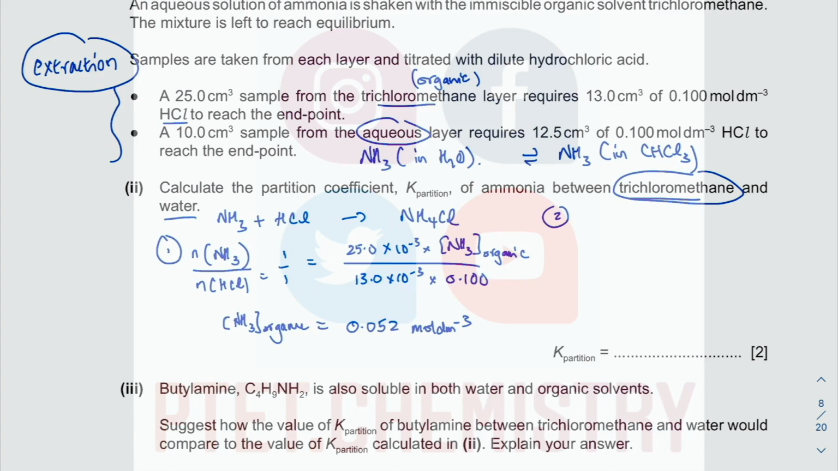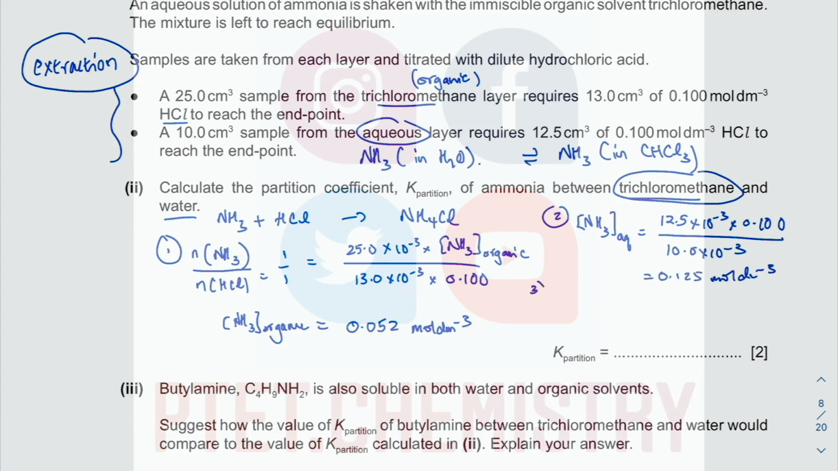You could do the same thing for the aqueous layer. I don't want to write the whole thing again, but I hope you can see the NH3 aqueous is going to be the mole of the acid, 12.5 times 10 to the minus 3 times 0.100, divided by the volume of the aqueous layer. That will give me the concentration of the NH3 in the aqueous layer. So 12.5 times 10 to the minus 3 times 0.1 divided by 10 to the minus 3, I get 0.125 mole per dm³.